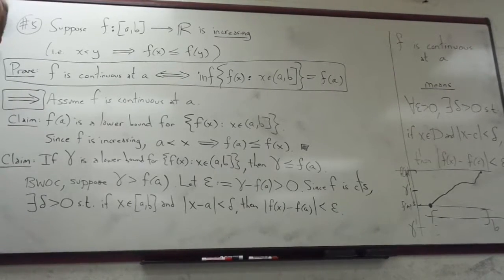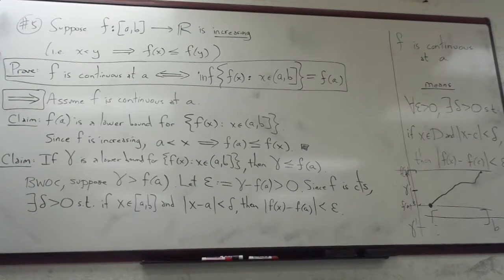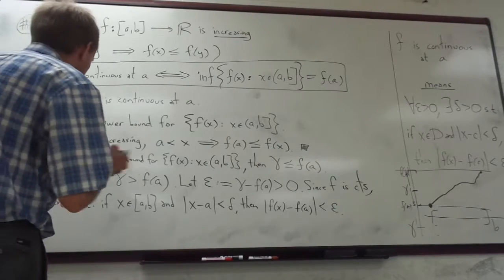If you put in gamma minus f of A for epsilon, and you're saying that f of x is greater than f of A, you can drop the absolute value bars. Yeah, we're going to be able to drop all those absolute value bars. And then you can add f of A to both sides and get f of x less than gamma. That's a contradiction. Right, exactly. So, okay, good.